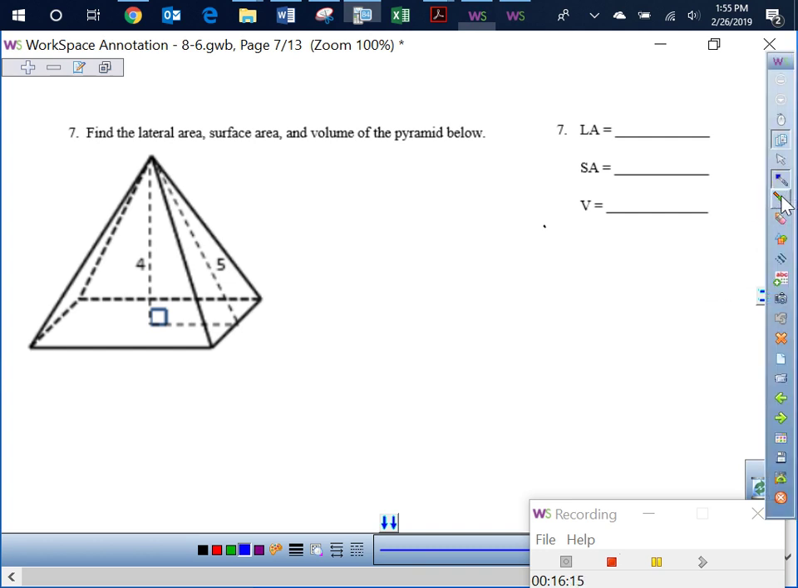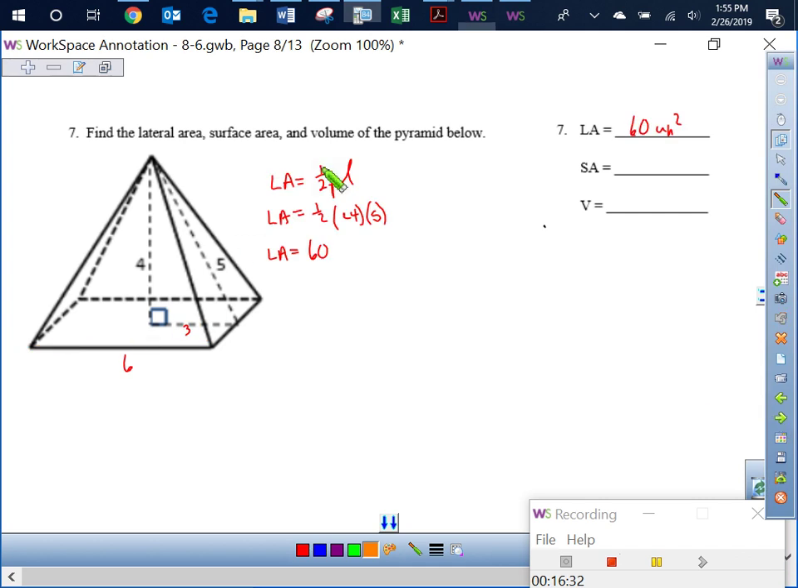Cool. The hardest part was you needed to find this base edge. So to find the base edge, you got this right triangle here, and it's 3, 4, 5. So since this is a square, sorry, I should have told you this is a square. They didn't say that. So the shape of the base is a square. This is a 3. That means this base edge has to be 6.